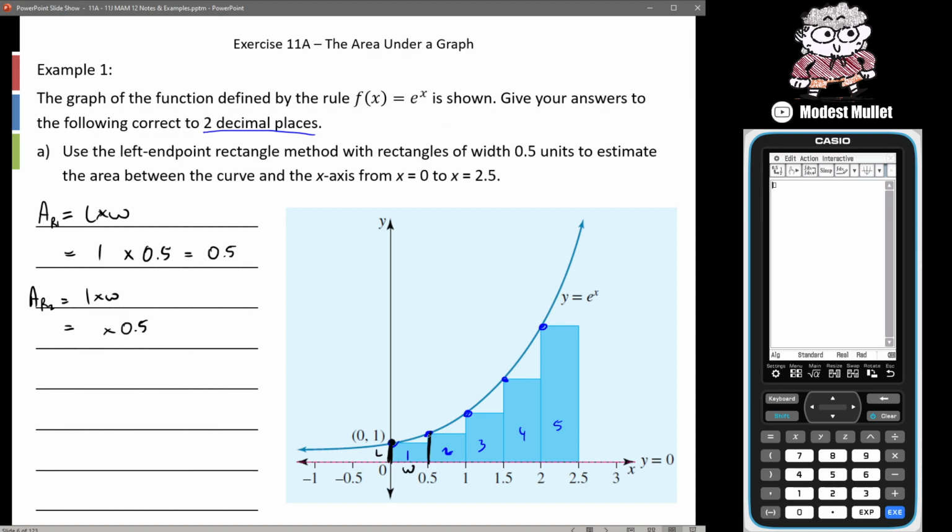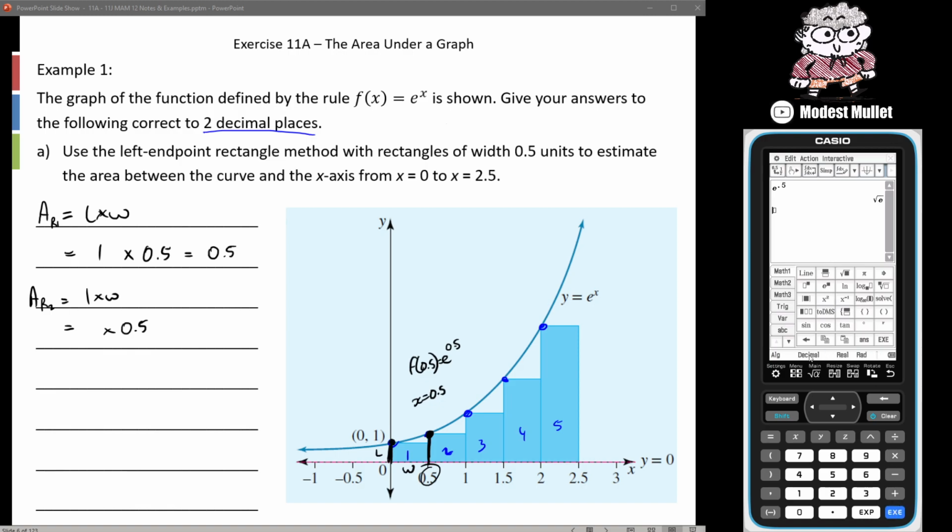But how high is that point there? We have x equal to 0.5, so the height of that will be f of 0.5, which is equal to e to the 0.5, and I've got my calculator here ready to go. If I go keyboard, e to the 0.5, that gives me, oh, I need to go to decimal, 1.6. We'll write these first to 3 decimal places, and then we can round at the very end. So 1.649 we got as the height of that point there. And we just keep repeating this process over and over.